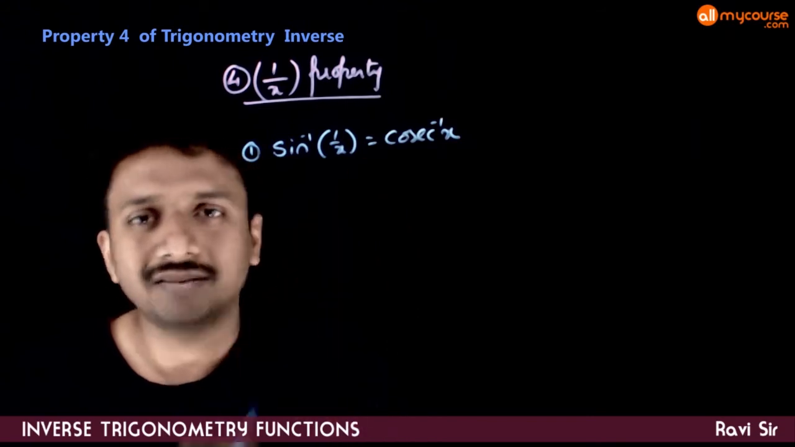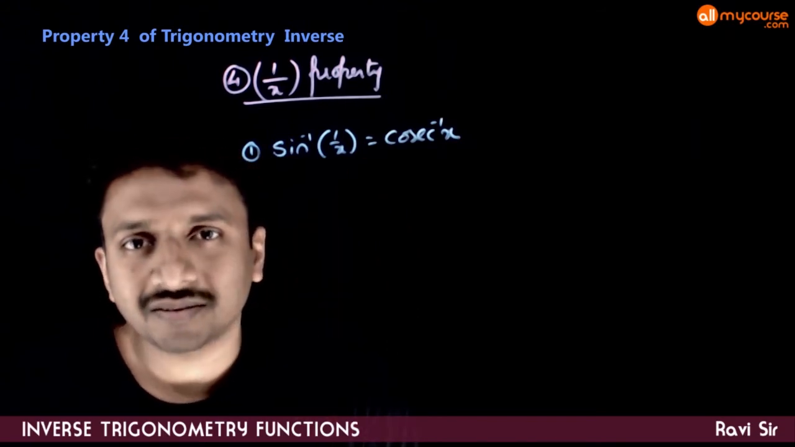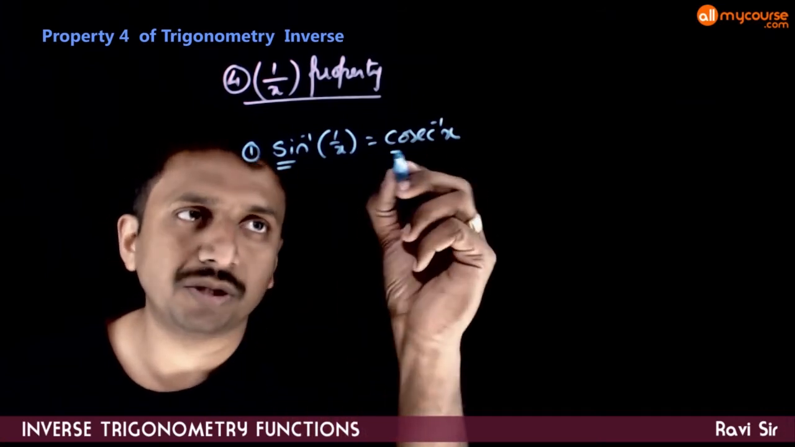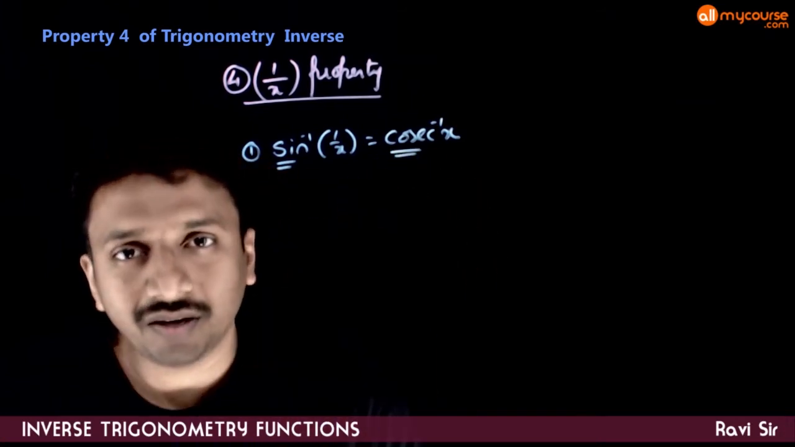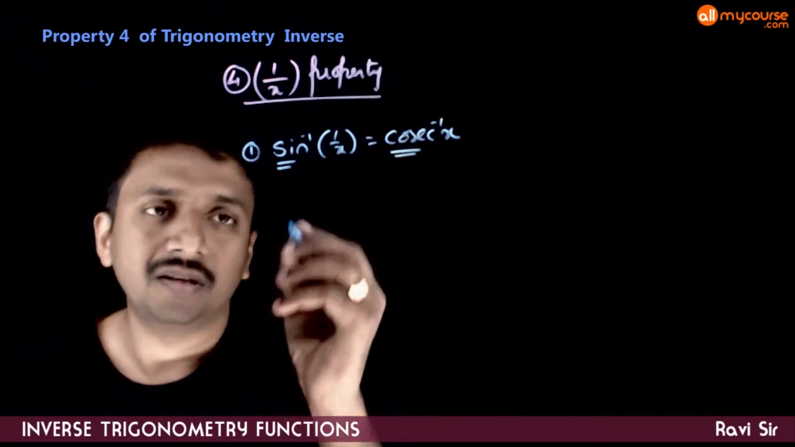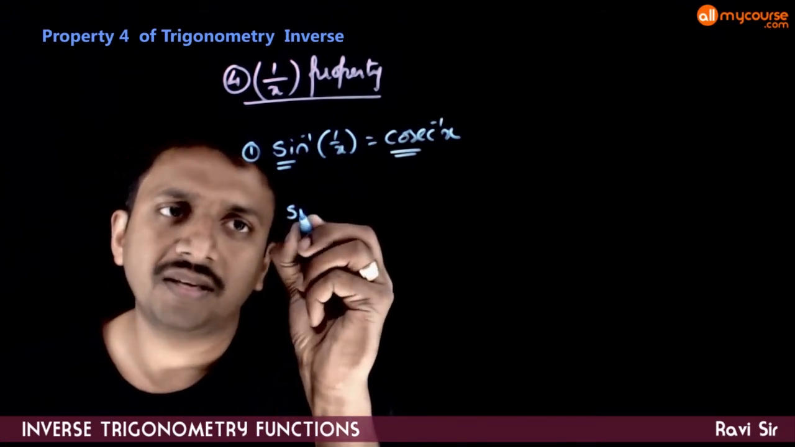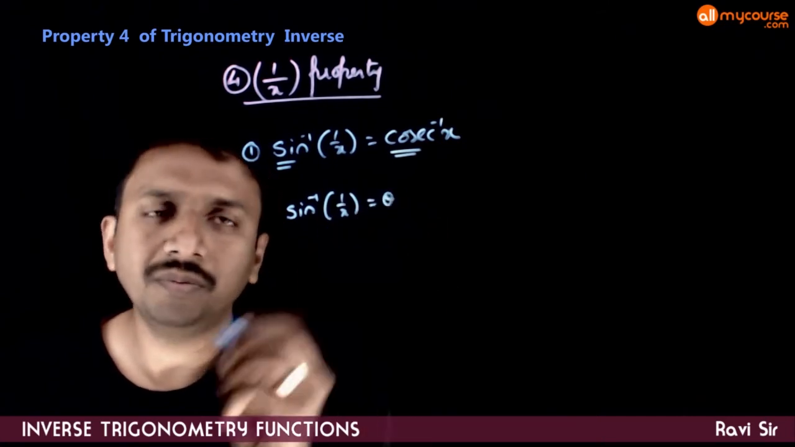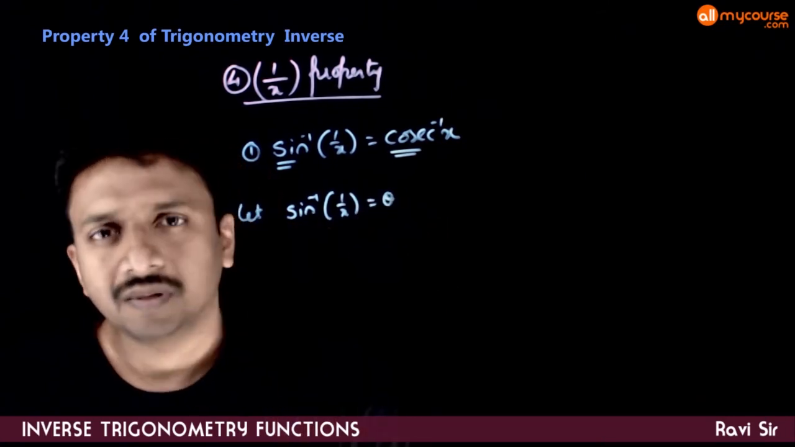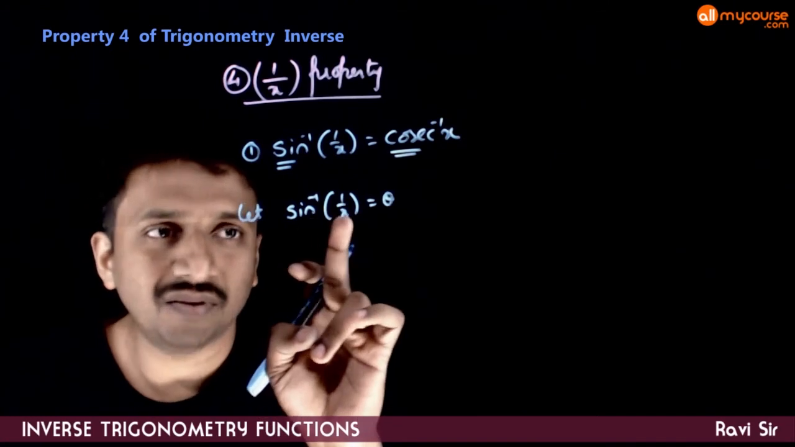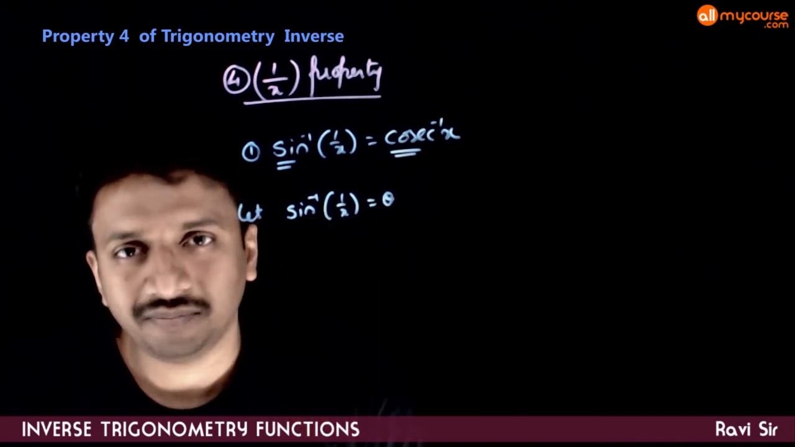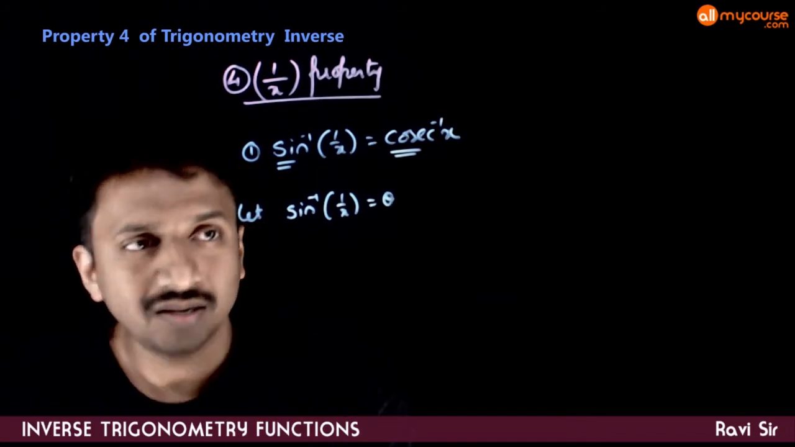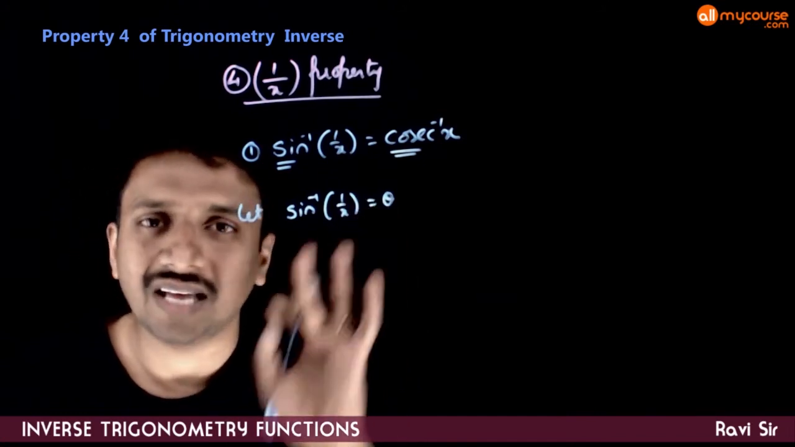Sine inverse of 1 by x is equal to cosecant inverse x. So how do you convert from one inverse trigonometric ratio to another? First we start with: let sine inverse of 1 by x be equal to theta. If x is positive, theta lies in the first quadrant. If x is negative, theta lies in the fourth quadrant.